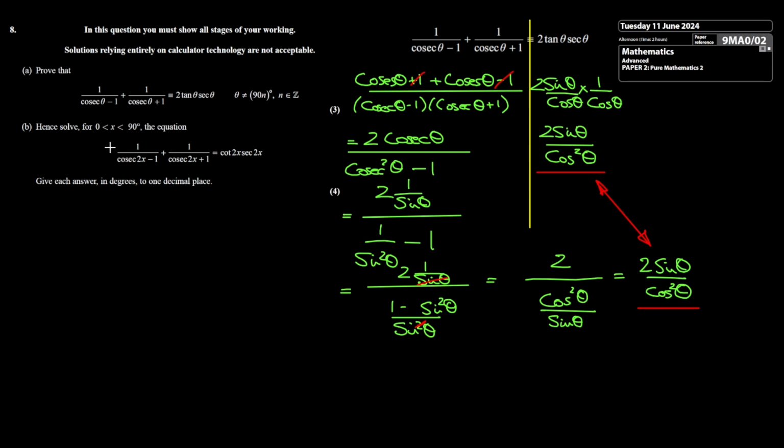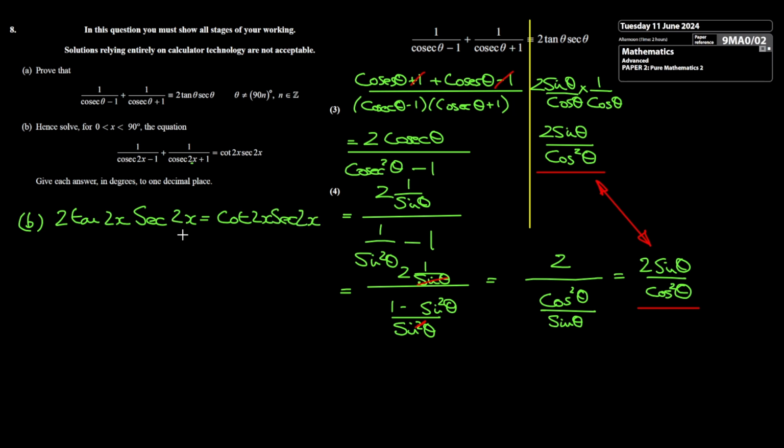Now we've got to solve this new equation for x between 0 and 90 degrees. And you can see that the left-hand side of this new equation is the same as the left-hand side of the old identity we've just proved, except for the fact that theta is 2x. So if I substitute theta as 2x, I can equate the left-hand side to what we've proved in part A. So I can say that 2 tan 2x multiplied by sec 2x is equal to cot 2x sec 2x.